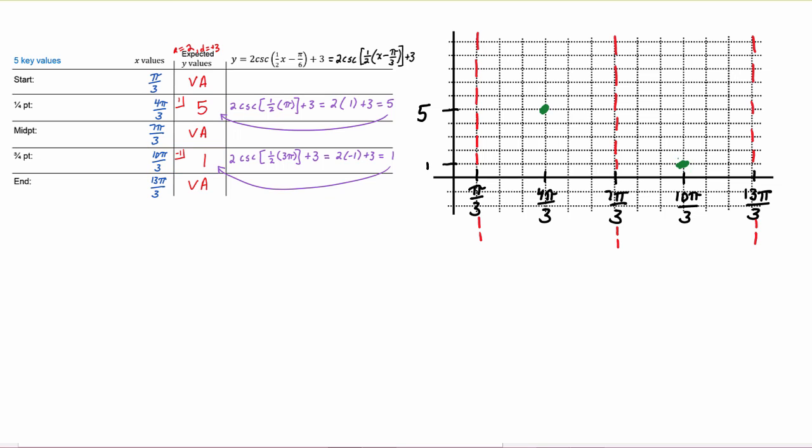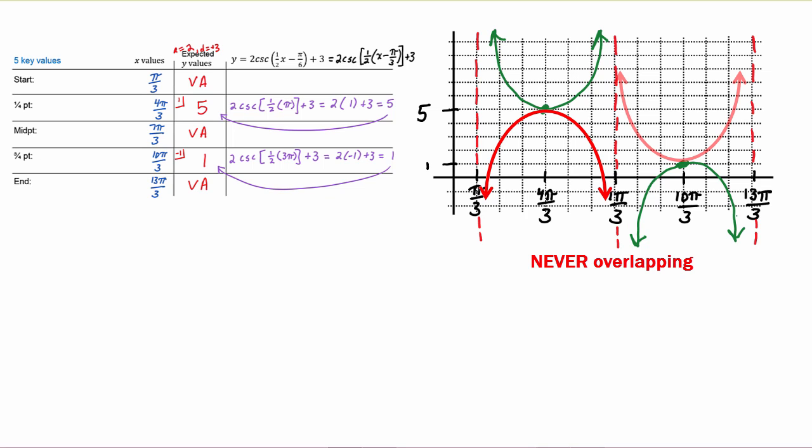We know that the upper point will always open upwards. The lower point will always open downwards. And just a reminder that it will never be the opposite way. It will never be that the upper point opens downward and the lower point opens upward so that they overlap. There will always be that space between the two sections of the graph.